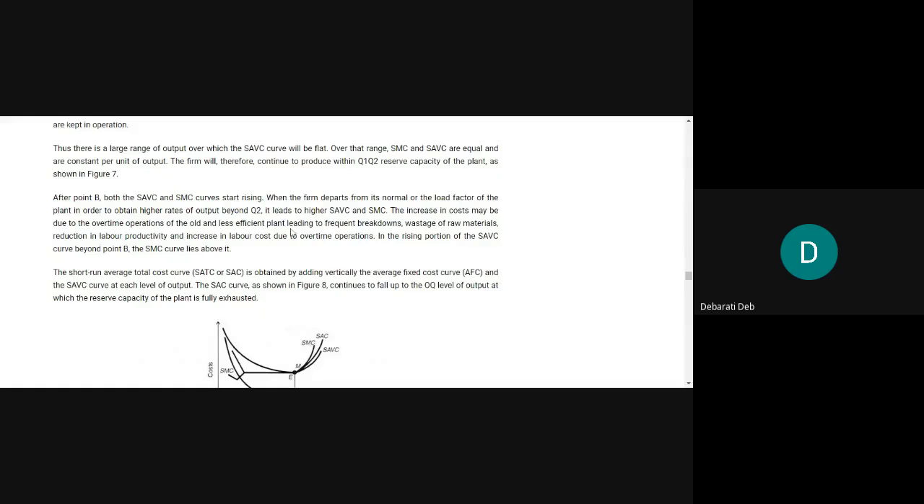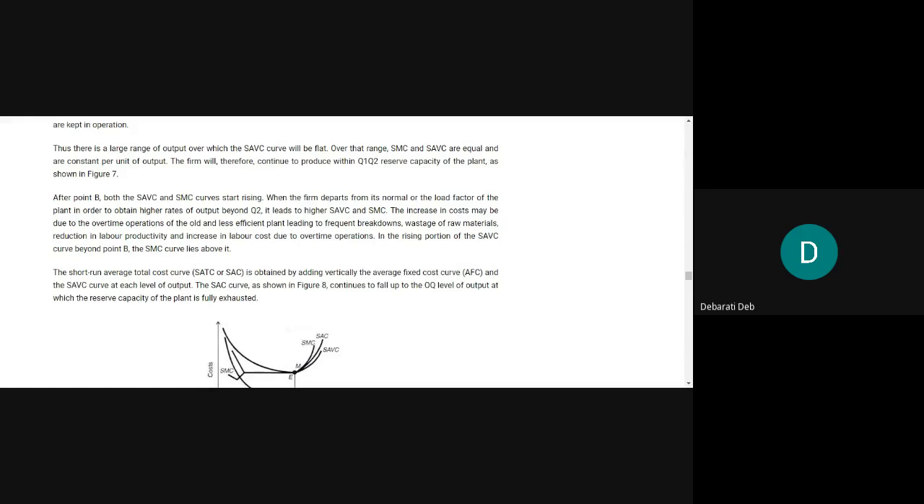The increase in costs may be due to the overtime operations of the old and less efficient plant, leading to frequent breakdowns, wastage of raw materials, reduction in labor productivity, and increase in labor costs due to overtime operations. Now, when you use a single facility for a long period of time, what will happen? There will be breakdown in that plant. There will be wastage of raw materials. Boredom will come. All those factors will start to work.